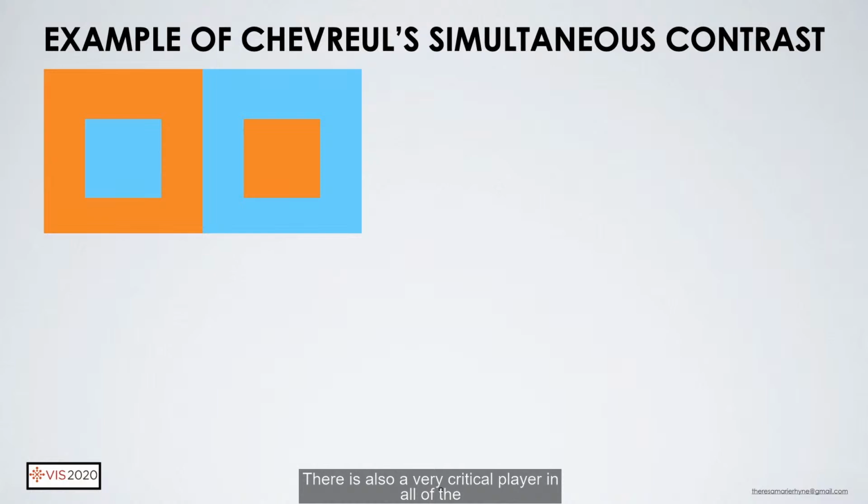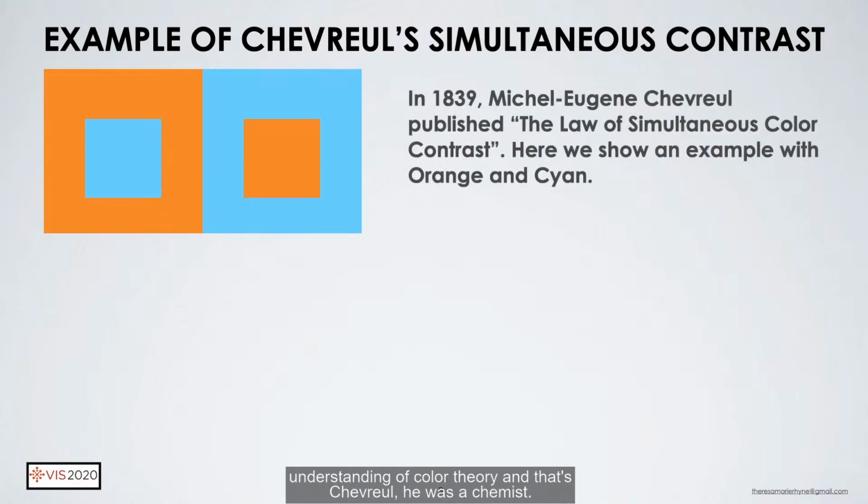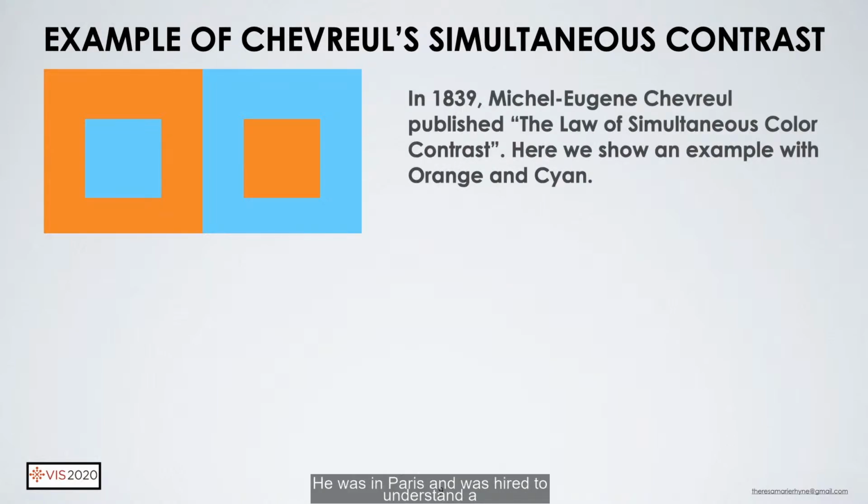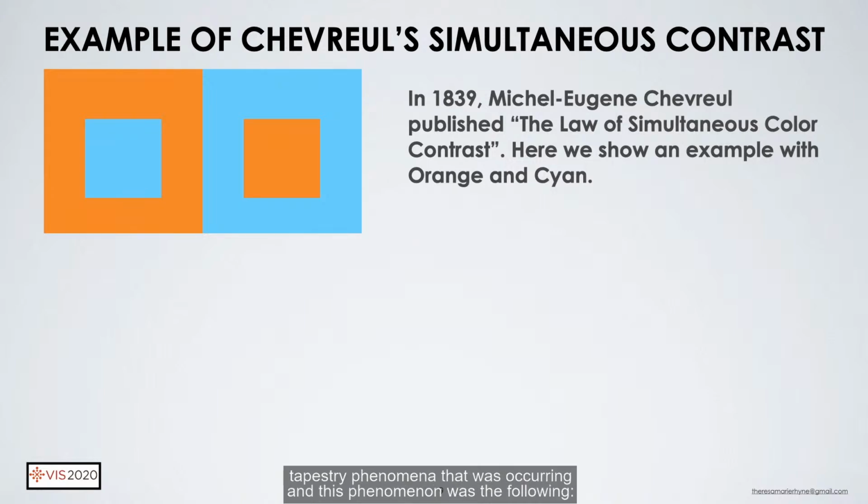There is also a very critical player in all of the understanding of color theory, and that's Chevreul. He was a chemist. He was in Paris, and he was hired to understand a tapestry phenomenon that was occurring. And this phenomenon was the following. You could have threads that looked very vivid, strung individually, but when they were combined, they began to look faded and they began to interact with each other.